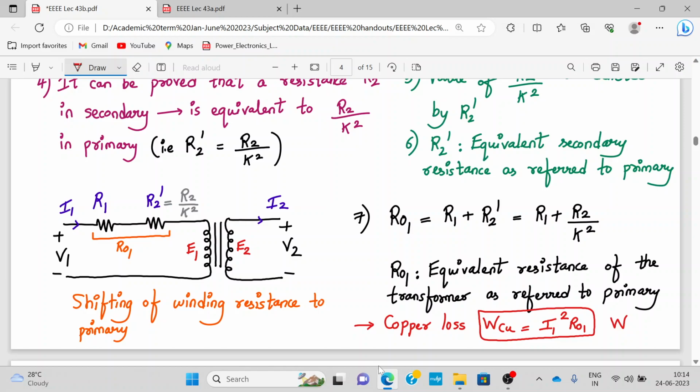Now if this is the case, then the copper loss will be given by I1 square into R01. R01 is the series combination of R1 and R2 dash. Is this clear to you? This is how we shift the winding resistance to primary. Then similarly we can shift the primary resistance to the secondary also. Now let us see that further.